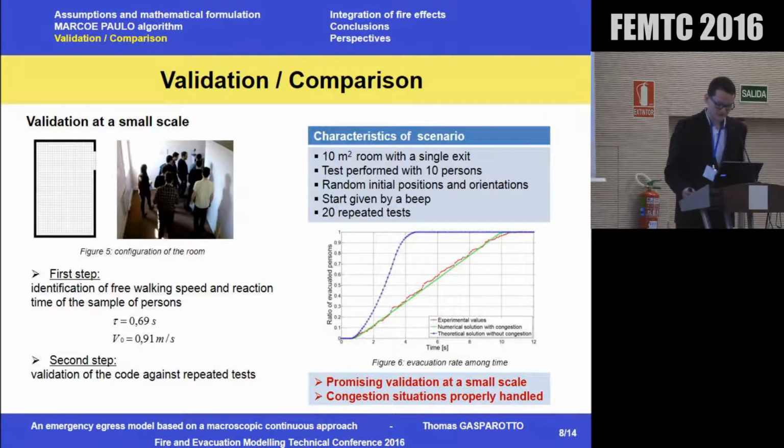These results highlight 2 main insights. Firstly, validation at small scale seems promising at this stage because the results computed by a single simulation of a mean scenario are similar to those obtained by statistical treatment of 20 repeated tests. And secondly, we can notice that congestion situations are correctly handled.